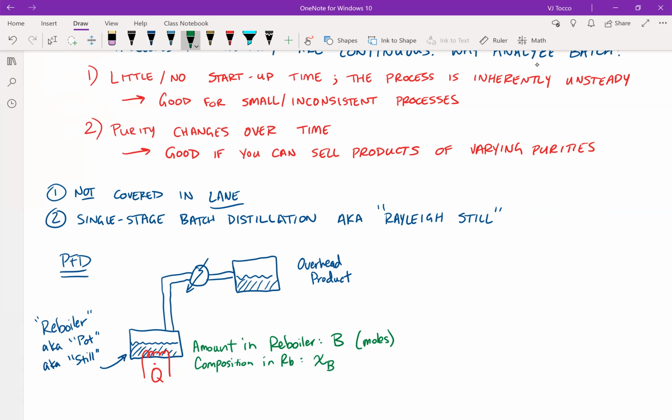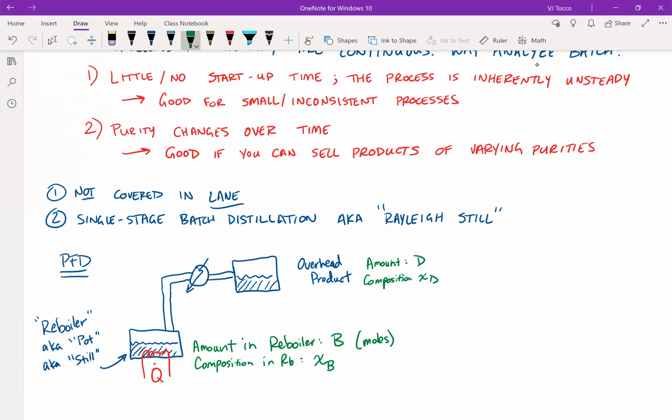Similar to before, we're only keeping track of the more volatile component. We're also back to binary feeds, by the way, so there's only two components. We only have to take into account one of the compositions because the other composition is set by the physical constraint. In the overhead product, we'll call the amount D, also in moles, and the composition is x_D.